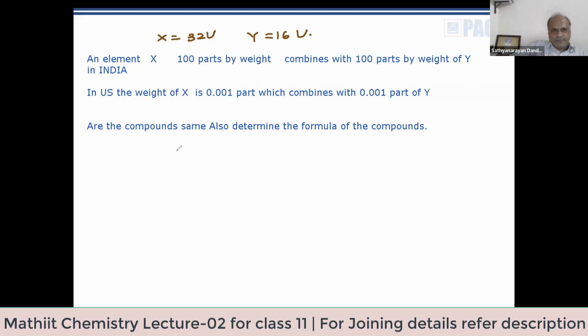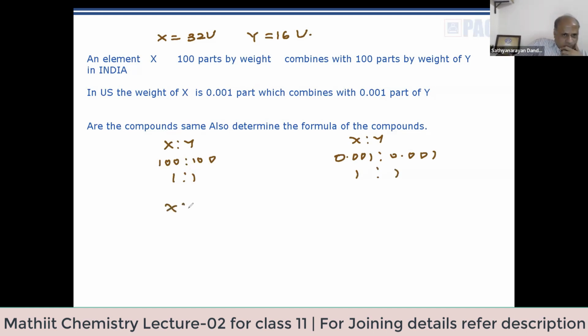OS, you've done well. X is to Y, 100 is to 100. 0.001 is to 0.001. So 1 is to 1. In both the cases 1 is to 1. So X is to Y is 1 by 32 is to 1 by 16.